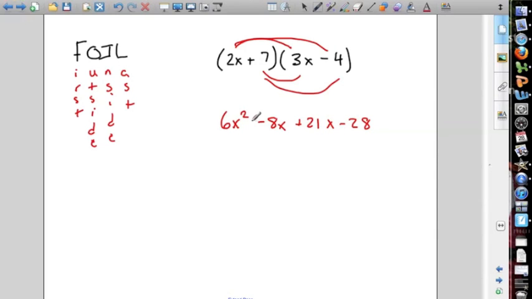Highest exponents here. Now be careful, this is not in standard form, not because we don't go from the highest to the lowest, but because we can combine the middle terms here. So as I combine the middle terms, I will get a positive 13x. And so I end up with 6x squared plus 13x minus 28.